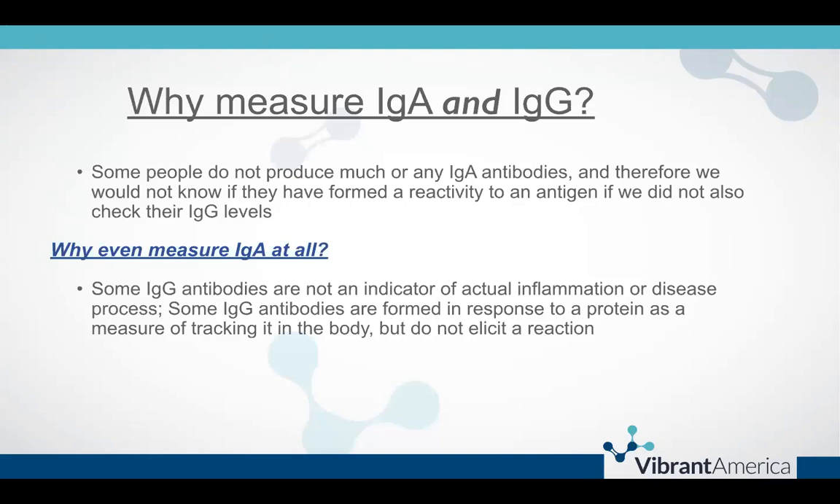Measuring IgA specifically, again, some IgG antibodies are not really an indicator of actual inflammation or disease process. They may simply be formed in response to a protein being presented to the immune system or present in the body, simply tracking it to say, okay, this is here, but it didn't necessarily elicit a reaction. There was no complement binding involved, and it's not inserting itself into tissue sites, etc.